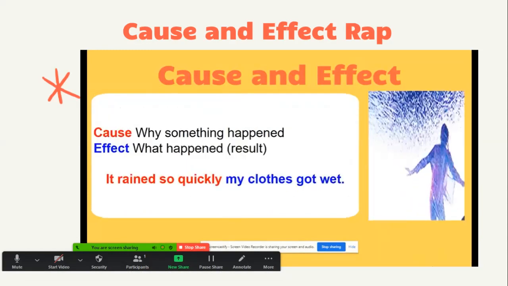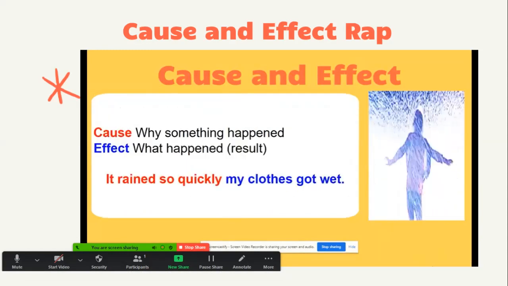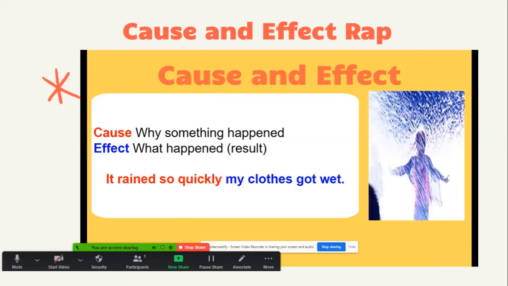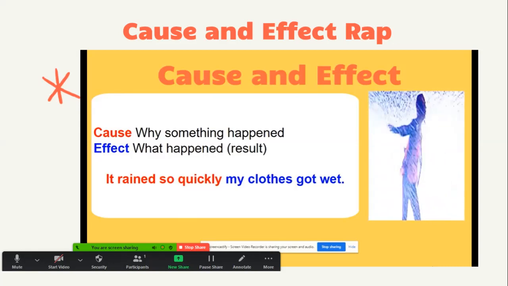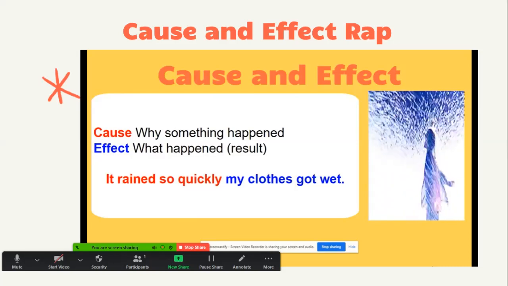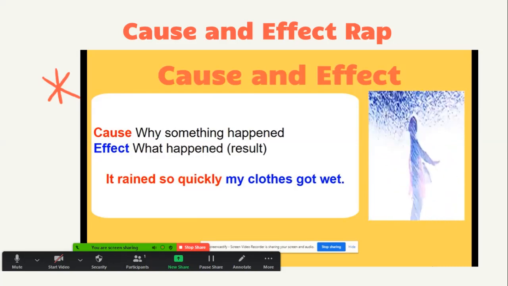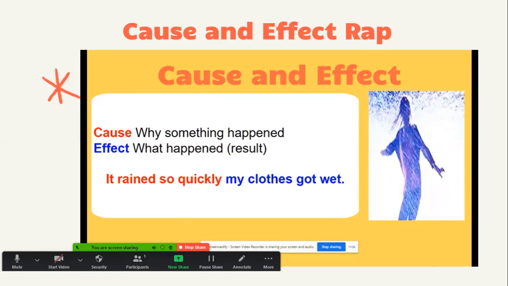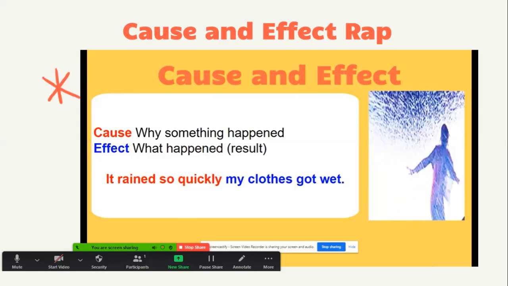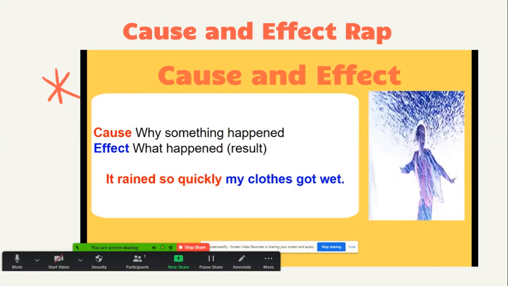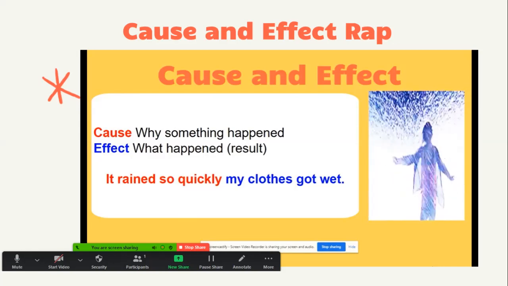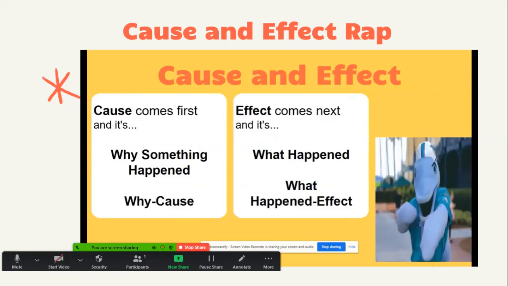So if we look at this sentence, it rained so quickly my clothes got wet. You can see that what happened was my clothes got wet. That was the result of the cause. The cause was it rained so quickly. So when I asked myself, why did my clothes get wet? It's because it rained so quickly. The result was my clothes got wet.